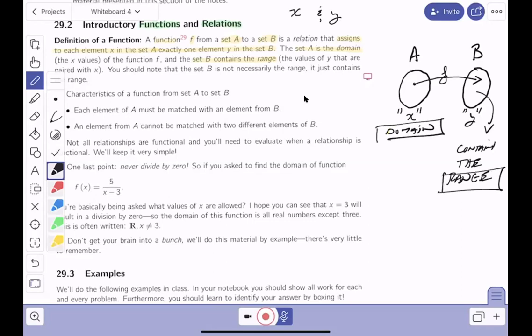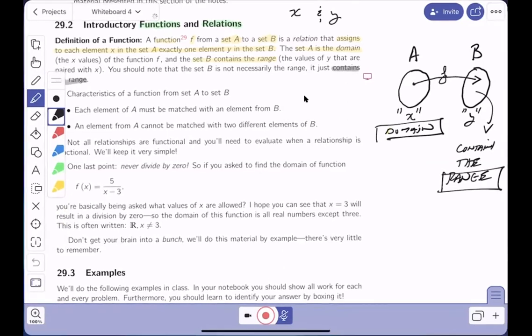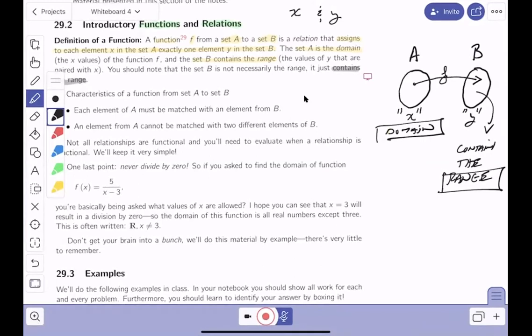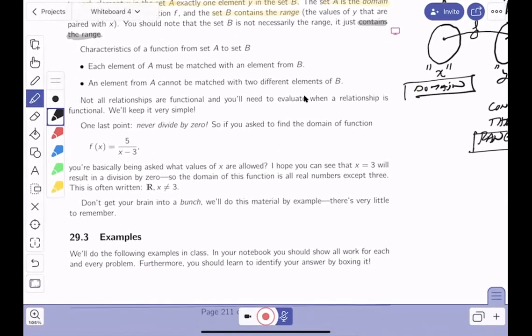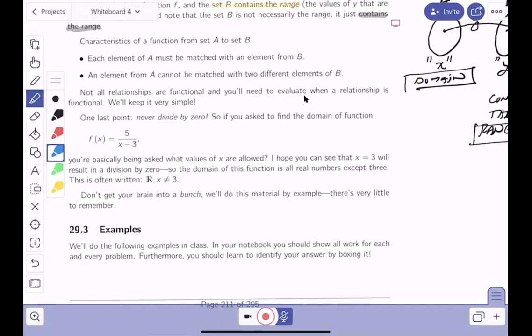All right. So it says, and again, keep reading it. I know it's a lot of words. It says the values of Y that are paired with the X's. You should note that B is not necessarily the range. It just contains the range. Let me outline that for you. That's it. All right. Let's look for conditions now that need to be met. These are really important. The characteristics.